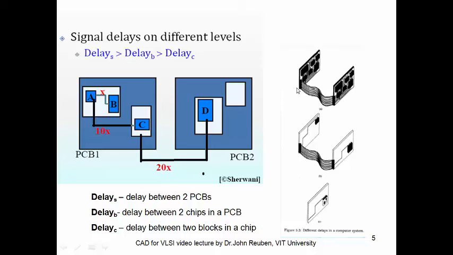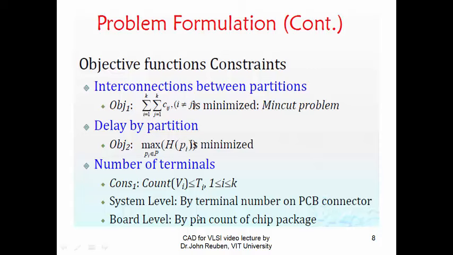Now, there is a limitation on the number of connections in a PCB connector. So when you partition at the top level, at the system level, we must make sure that the number of terminals coming out to be connected to the other PCB is limited, because we have a limitation on the connector. And at the board level, of course, again you have a limitation based on the package into which the chip goes. We have a 16-pin package, we have a 64-pin package. So you have a limitation on the number of terminals you have in a chip.